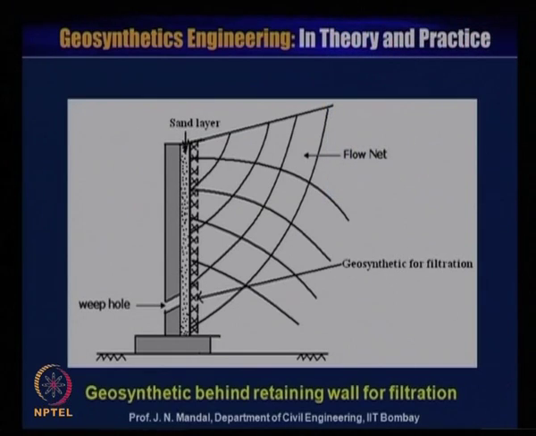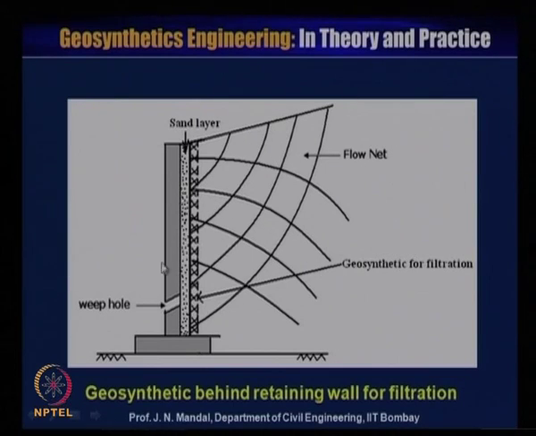Now, you can see that the geosynthetic material is placed behind the retaining wall for filtration. This is the sand layer and there is a weep hole, and you can draw the flow net.